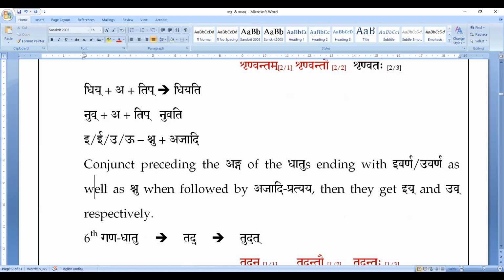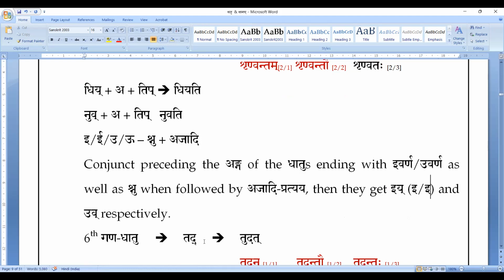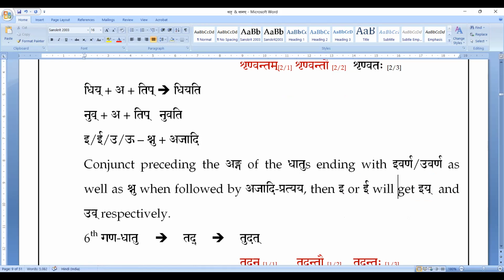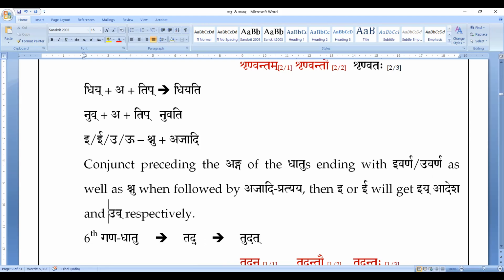Ikara means I or I, then they get Iy Adesha. Iy Adesha will come in the place of Ikara or dirgha Ikara. Then I will write that also: I or I will get Iy Adesha, and U or U will get Uv Adesha, respectively.